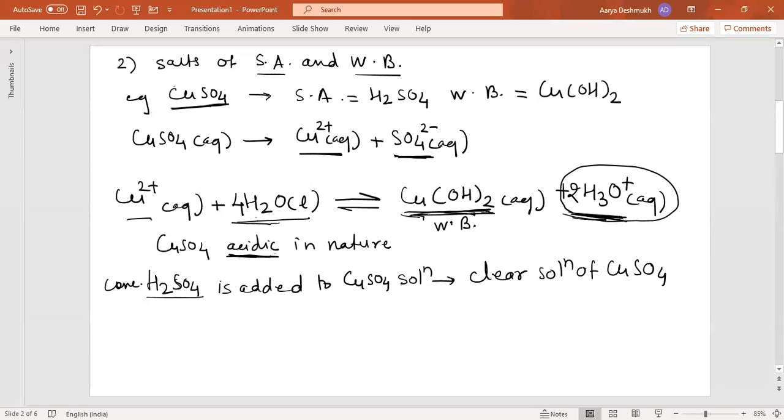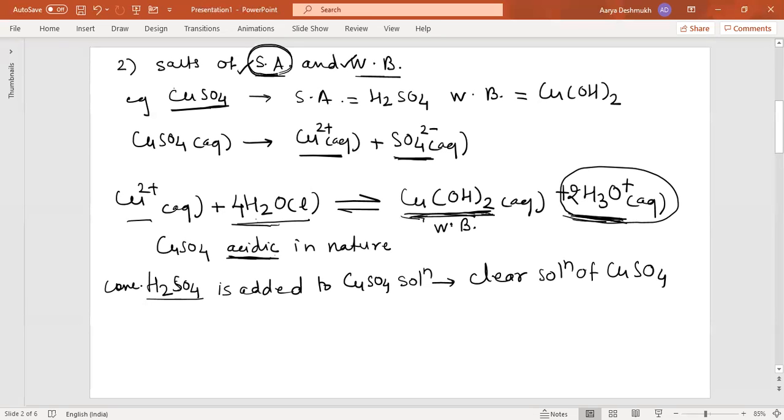This is the dominant one here. So if we look at this, salt of strong acid and weak base means the salt is formed by the combination of strong acid and weak base, so this strong acid will play a major role in deciding the nature of the solution. So the copper sulfate is acidic in nature.